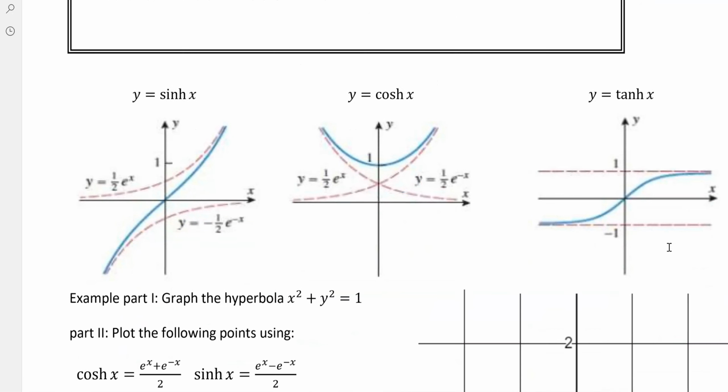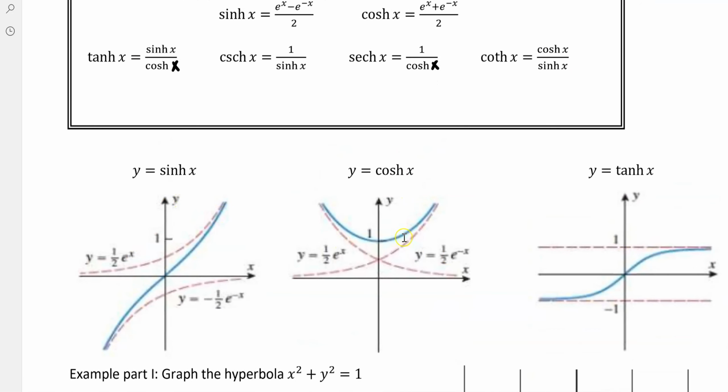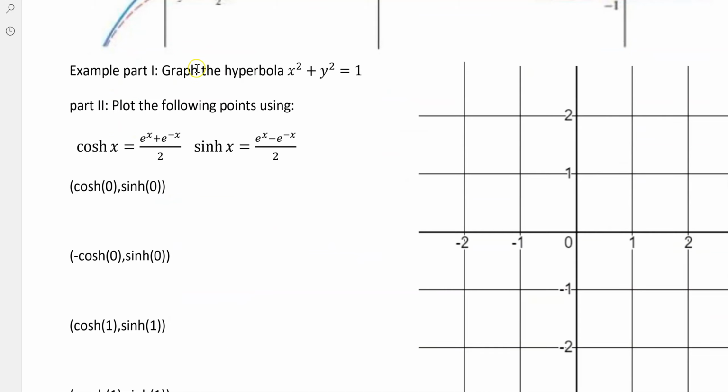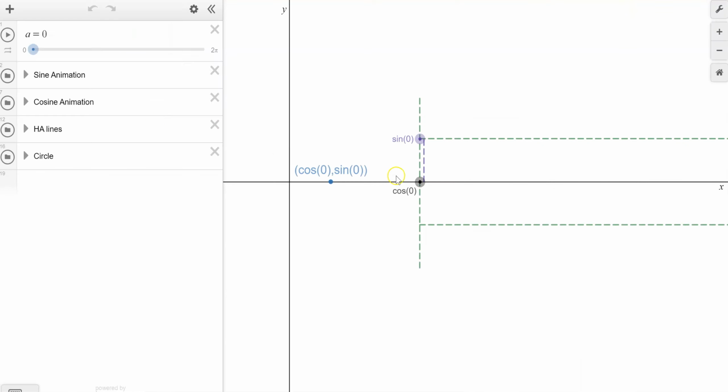All right, so we end up with these graphs. We just saw the hyperbolic sine, hyperbolic cosine, and then there's the tangent. So what we're going to do is look at it and see why does it create a hyperbola. So that's why it's called a hyperbolic function. So let's go back to Desmos. What we have here is sine and cosine.